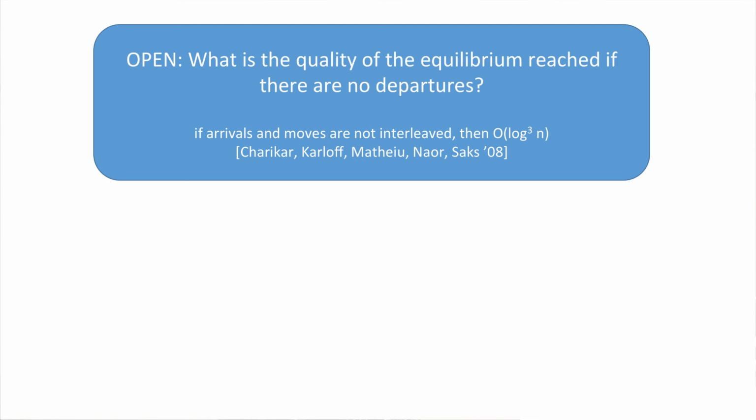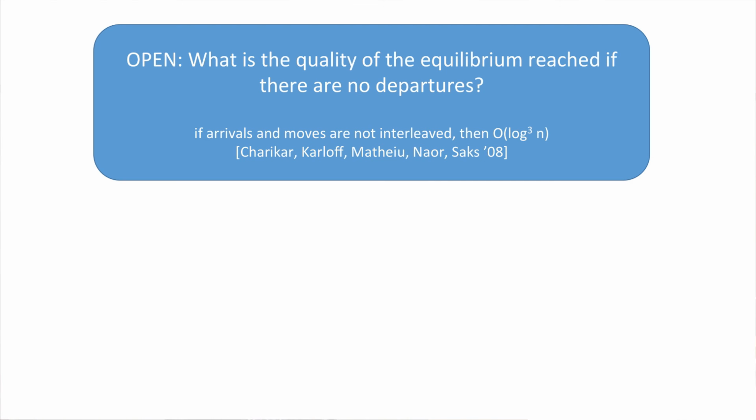There is a paper by Charikar and others which shows that if I have all my arrivals to start with, so all the agents join the system, then nobody is allowed to leave. After they have joined the system using their best paths, now they are allowed to move. If these two sets of actions are batched, then you can in fact show that the ratio of the equilibrium to the optimal solution is not too bad, it is polylogarithmic.